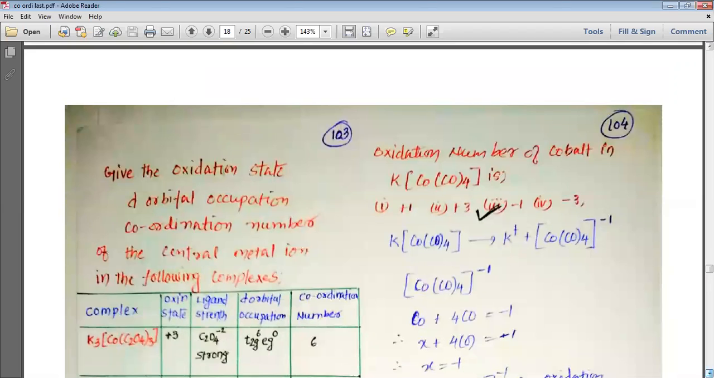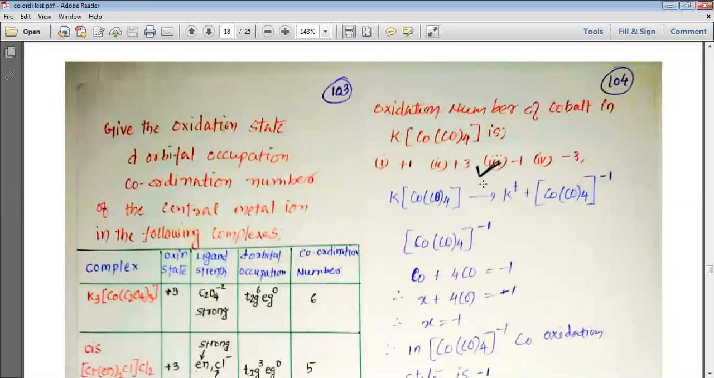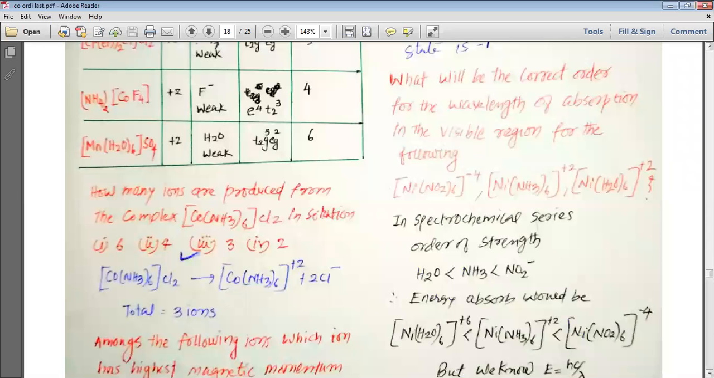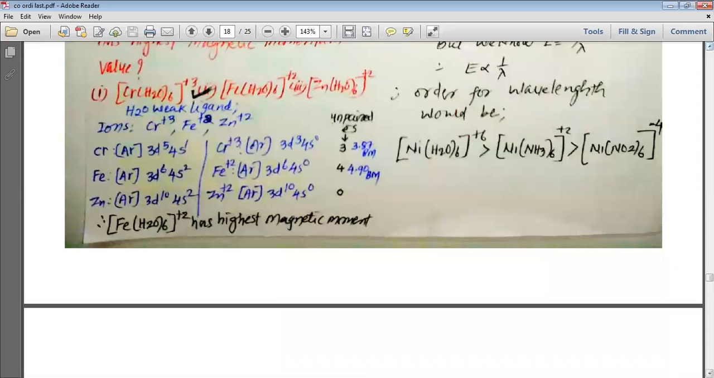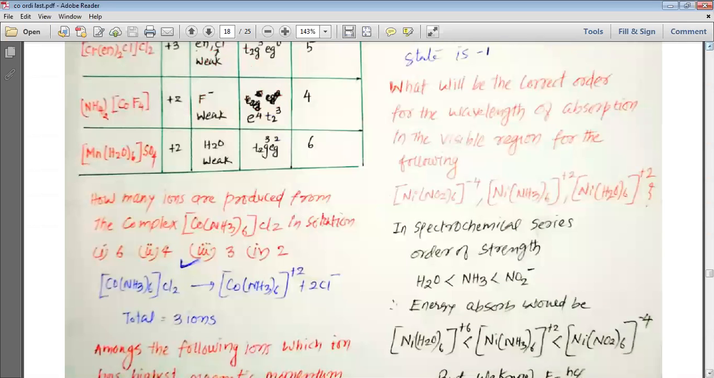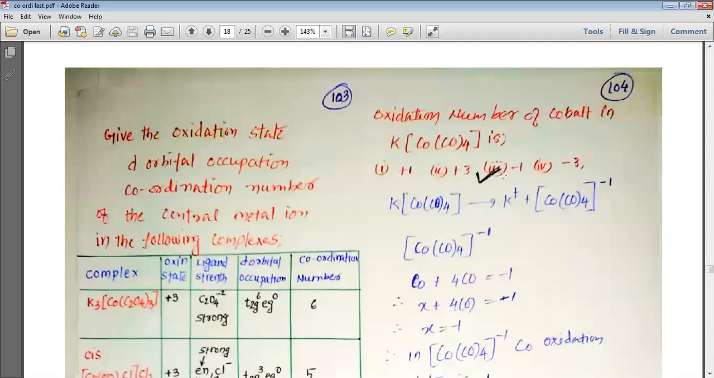Now we'll study the next question. The oxidation number of cobalt in K[Co(CO)4] is? So here we need to calculate the oxidation number. So we first look into the ionization of the coordination sphere. So K[Co(CO)4] will give you K+ and [Co(CO)4]-.